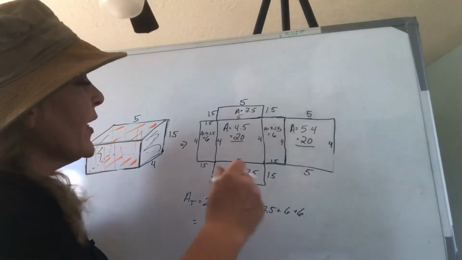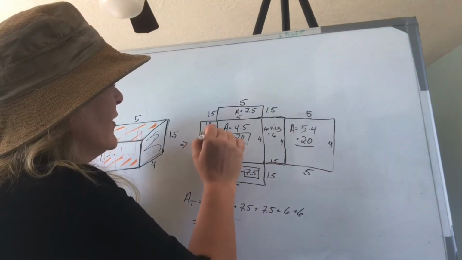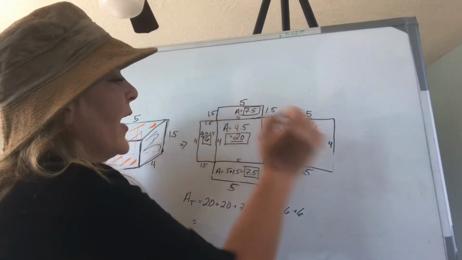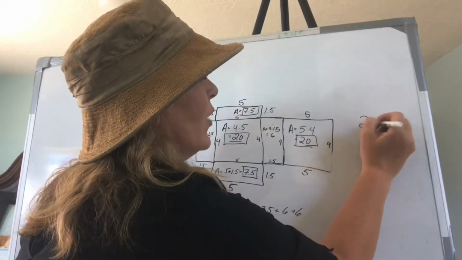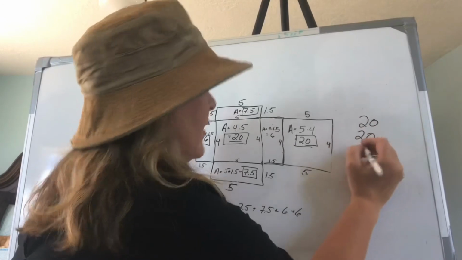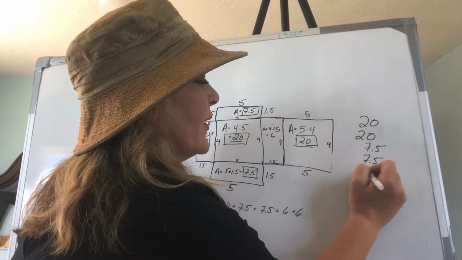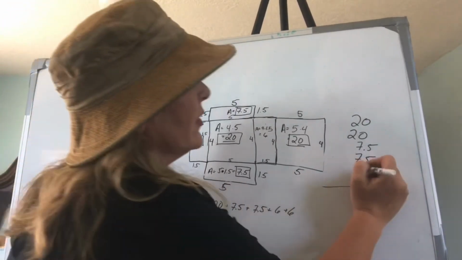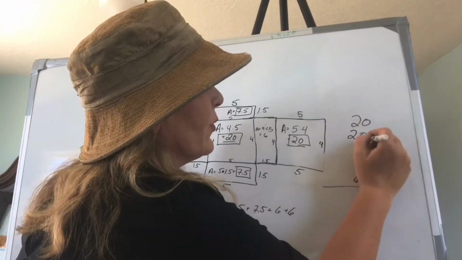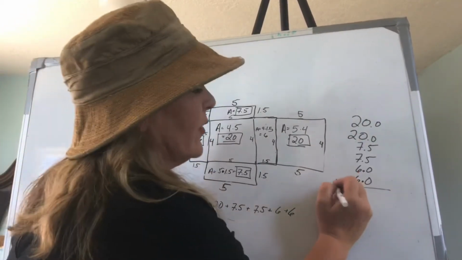Now that I have calculated the surface area of all the different faces of my net, I can then go in and add them up like we were doing here. So I have 20 plus 20 plus 7.5 plus 7.5 plus 6 plus 6. And we have to remember, when adding decimals, we need to line up the decimal points. And we can always put a 0.0 at the end of something, right?